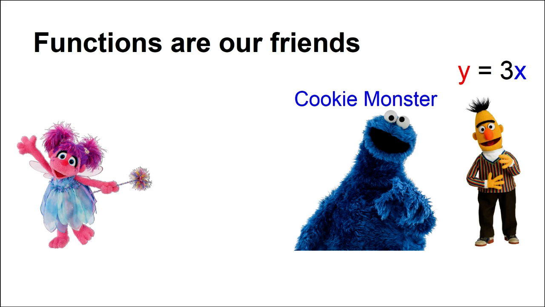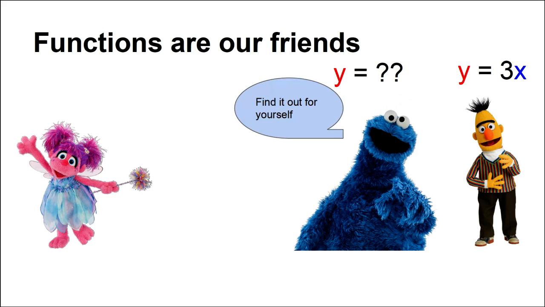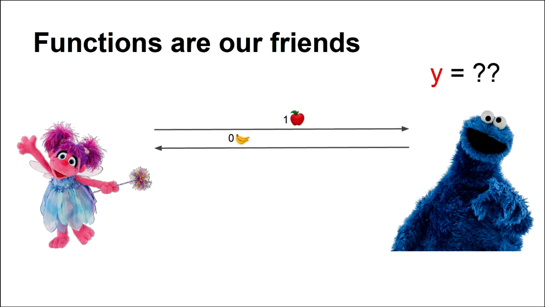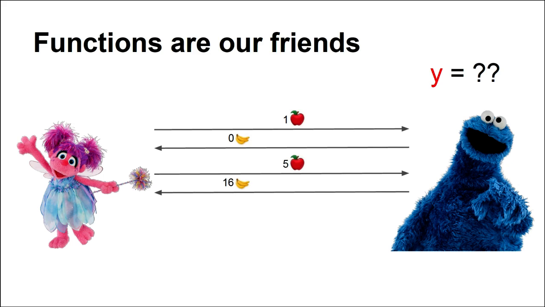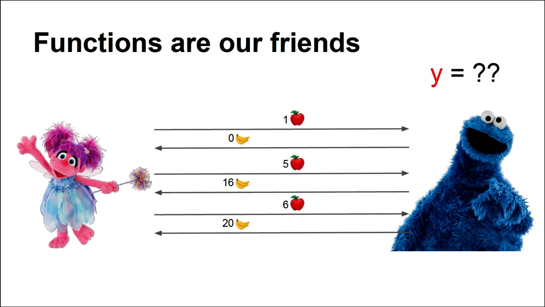So let's talk about a different kind of function. Let's say that now Bert is gone and we have the Cookie Monster. Instead of telling us what the Cookie Monster is going to do, he's going to make us try to find out how many bananas he will give Abby after she gives him apples. She gives him 1 apple and gets nothing back. Then later she gives him 5 apples and the Cookie Monster gives her 16 bananas, and then she gives 6 apples and receives 20 bananas.